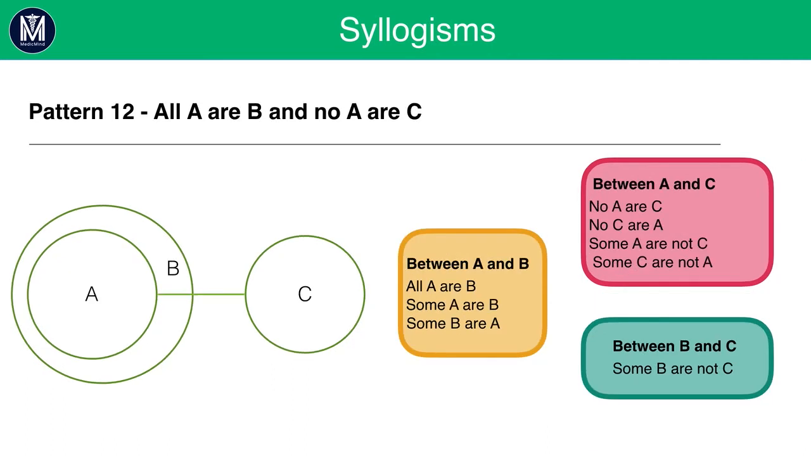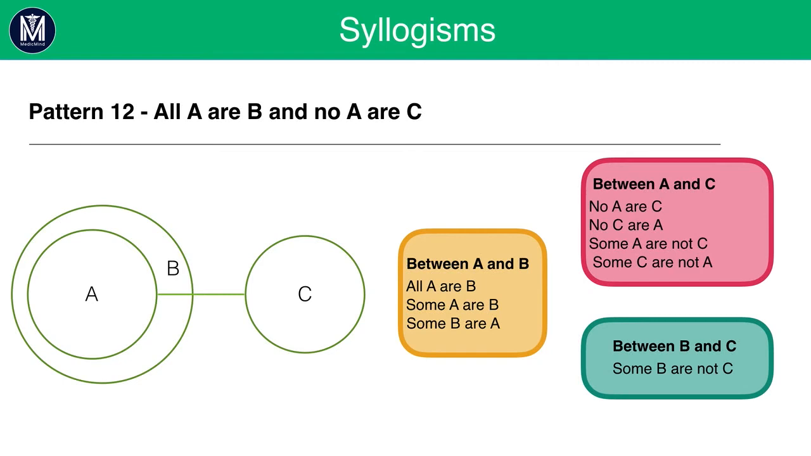The next pattern now. All A are B and no A are C. Very similar to one we've seen before. So B is enclosed in A and there's no relationship between A and C. Between A and B, all A are B, some A are B, and some B are A. Between A and C, no A are C, no C are A, some A are not C, and some C are not A. Between B and C.